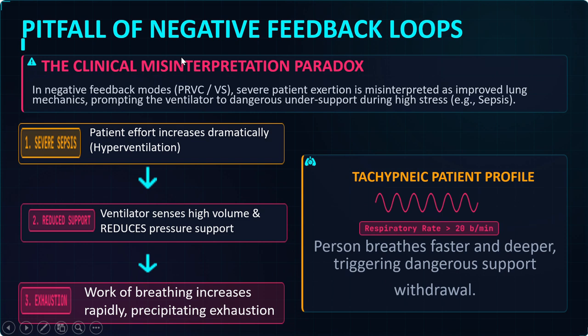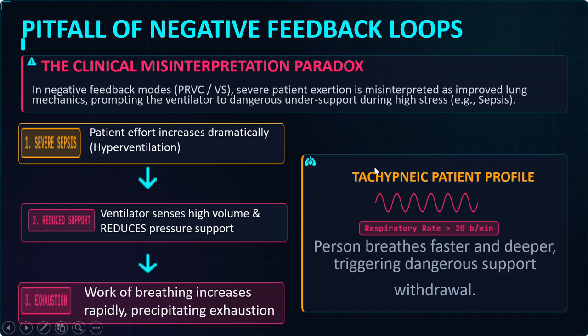Pitfalls of the negative feedback. The clinical misinterpretation paradox in negative feedback with pressure regulated volume control and volume support: severe patient exertion is misinterpreted as improving lung mechanics, prompting the ventilator to dangerously under-support during high stress. Example: sepsis. In severe sepsis, patient effort increases dramatically with hyperventilation. The ventilator senses the high volume and reduces the pressure support. Work of breathing increases rapidly, precipitating exhaustion.